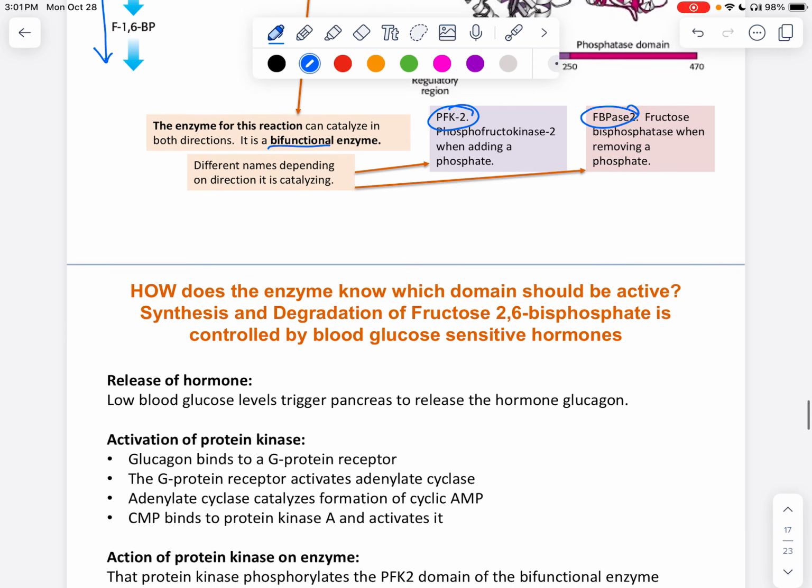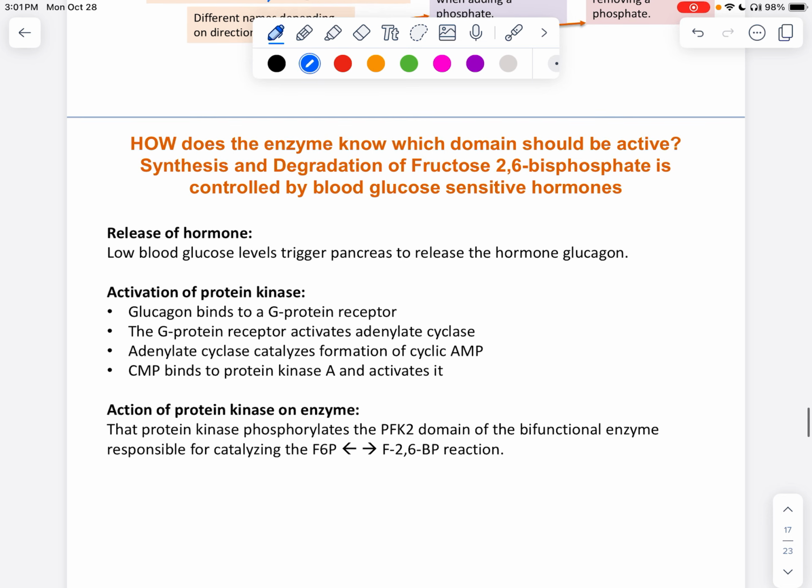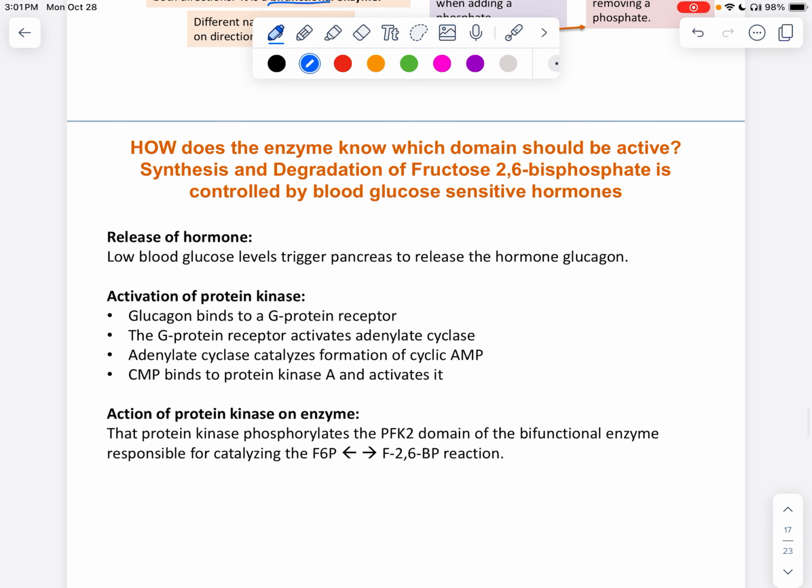But now let's talk about how the enzyme knows which domain should be active, right? We need one side or the other to be active, depending if we want glycolysis or gluconeogenesis to move forward. So how does the enzyme know which domain should be active? And it's controlled by blood glucose sensitive hormones.